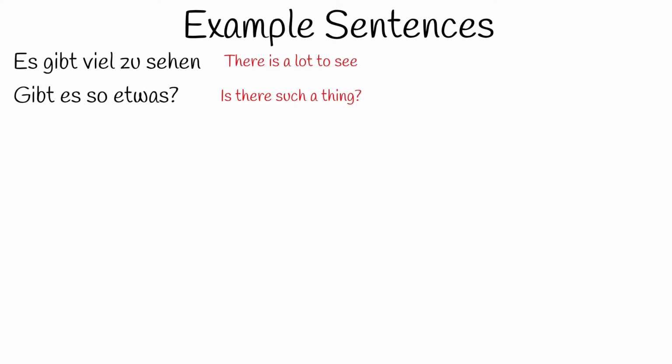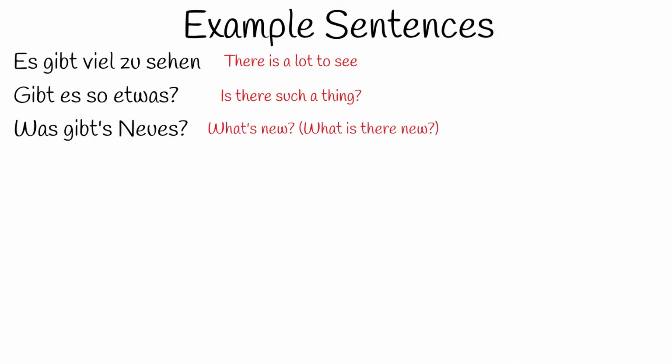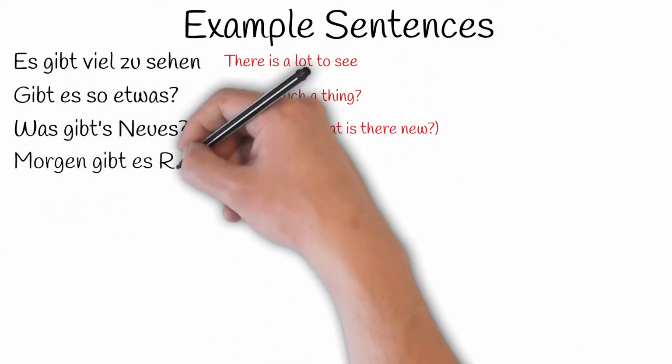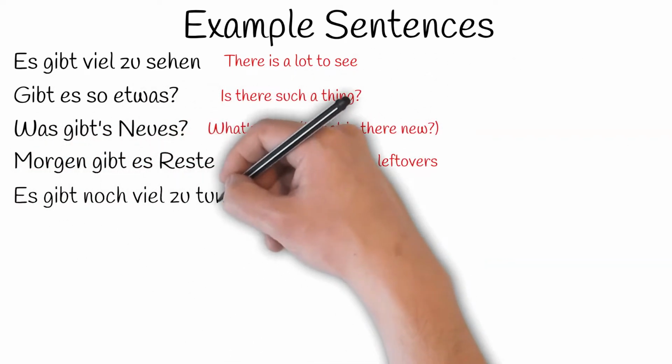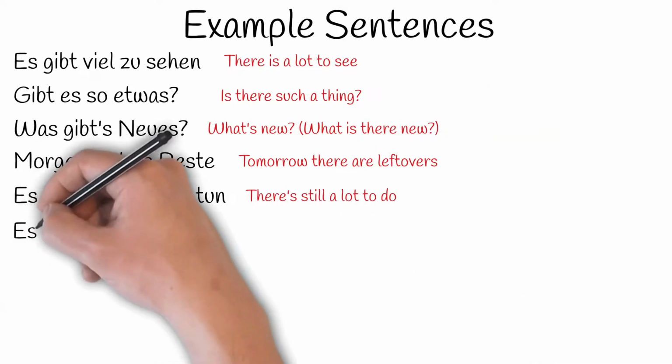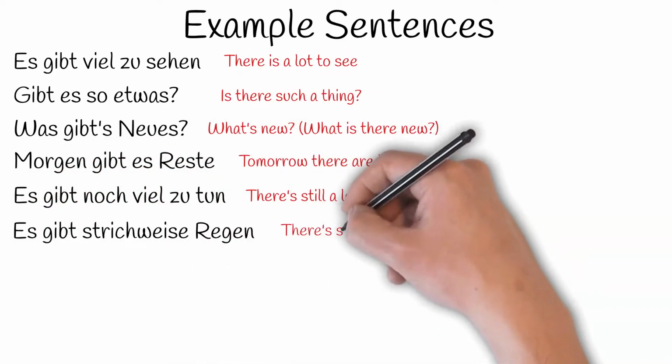The next one does have an abbreviation. Was gibt's Neues? What's new? Or literally, what is there new? Morgen gibt es Reste. Tomorrow there are leftovers. Es gibt noch viel zu tun. There's still a lot to do. Es gibt strichweise Regen. There's scattered rain.